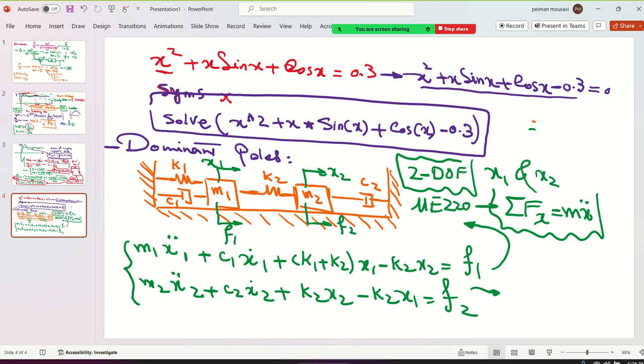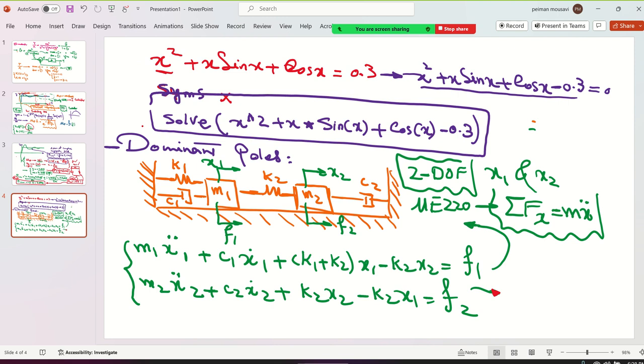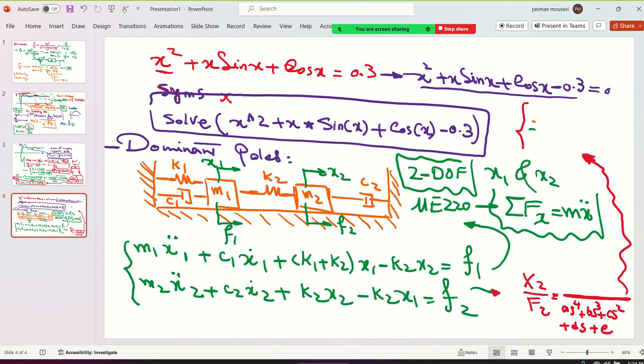If I tell you, hey guys, find me the closed loop transfer function of x2 over f2, I'm going to do it next class. I bet that it's going to be a fourth order system, like a s^4 plus b s cubed plus c s squared plus d s plus e. How many poles are we going to have for a fourth order equation, from high school? For second order, we have 2. For 4, we're going to have 4: P1, P2, P3, P4.